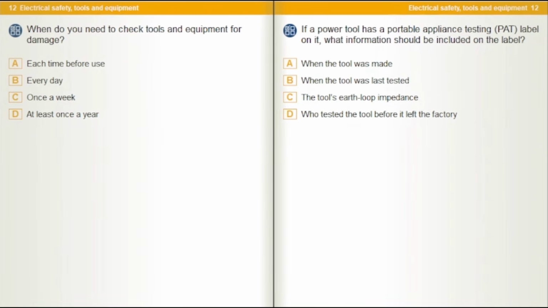When do you need to check tools and equipment for damage? Each time before use? Every day? Once a week? At least once a year?